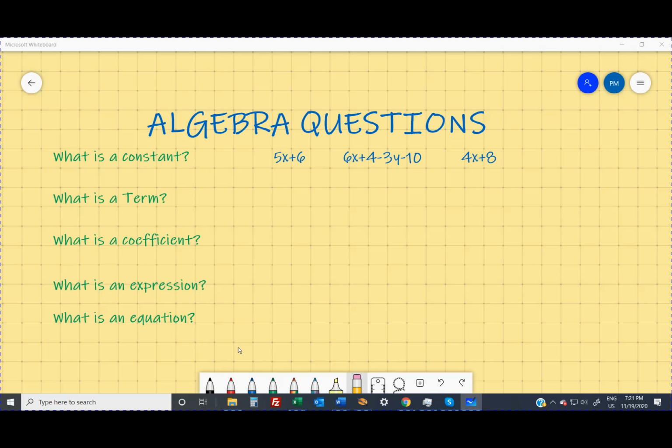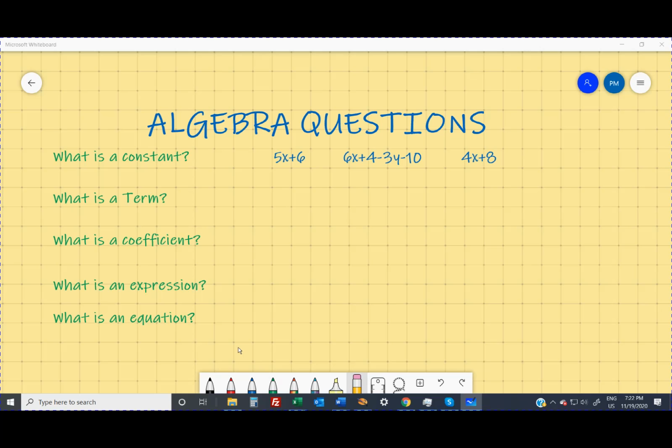What is a constant? A constant is something that doesn't change. It stays the same all the time. And the things that stay the same all the time are numbers. Simple as that, numbers. So 6 is a constant. 4 is a constant. 10 is a constant. And 8 is a constant. No matter what you do, unless you do a modification of the number, it stays the same. 8, 10, 4, and 6 are still going to stay there. So that is the answer to algebra question number 1, what is a constant?